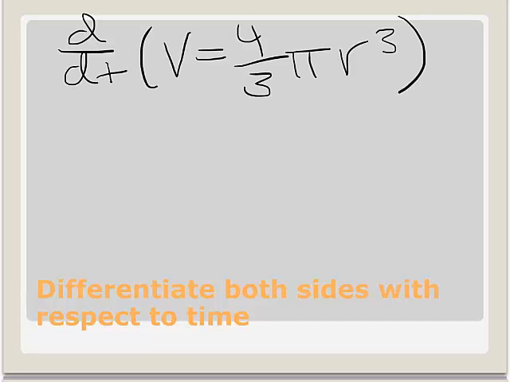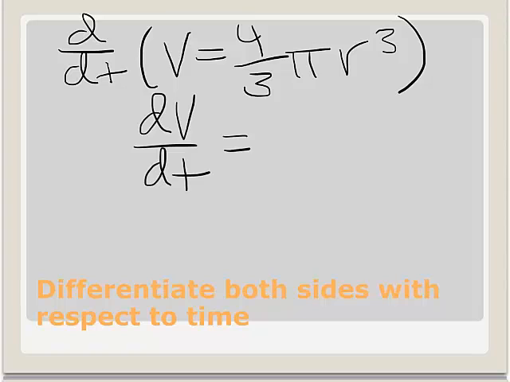Okay, so here's our volume formula here. Volume of a sphere, which we're going to let our balloon have the shape of a sphere, in terms of the radius of that sphere. Now I want to take the derivative of both sides with respect to time. So the derivative of volume with respect to time would simply be dV/dt. Then on the right side over here, I'm going to take the derivative of 4/3 pi r cubed with respect to time.